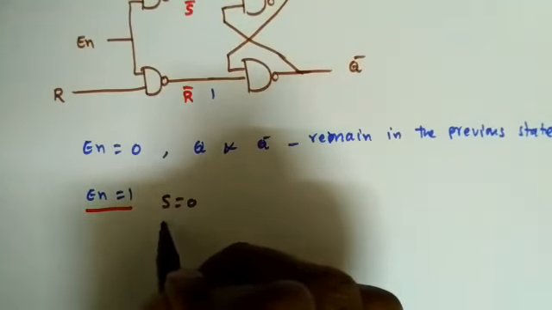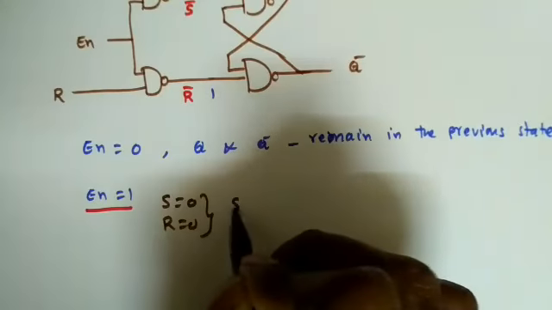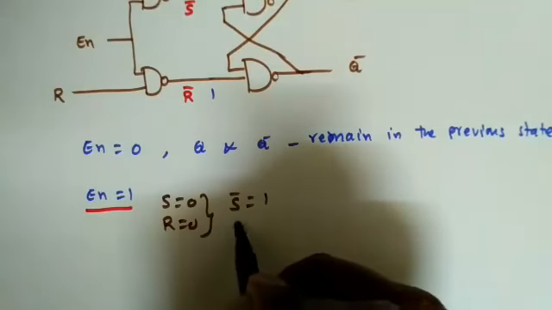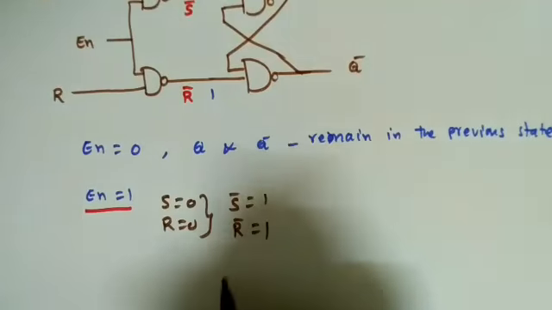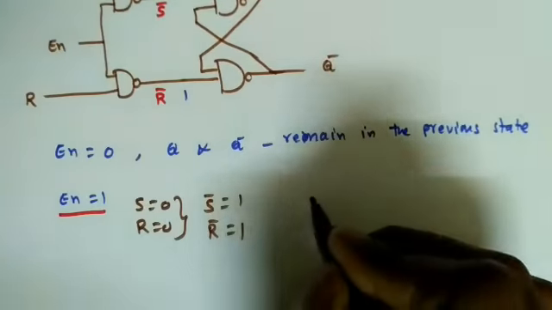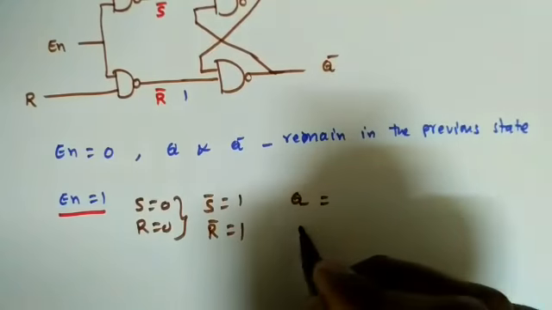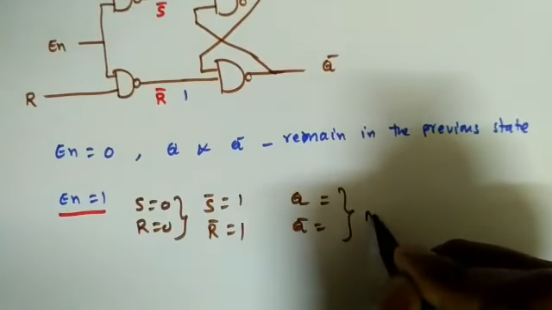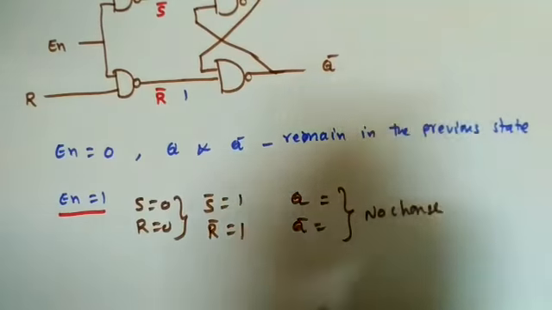If S is equal to 0, R is equal to 0, what will happen? S bar is equal to 1, R bar is equal to 1. So when S bar is equal to 1 and R bar is equal to 1, this is a NAND gate latch, so I am giving 1 1. So what I will get, the Q and Q bar have no change. That is the first condition.